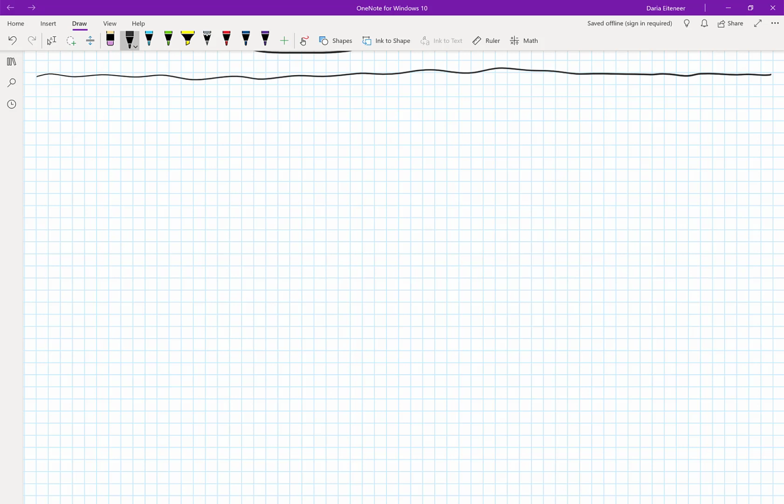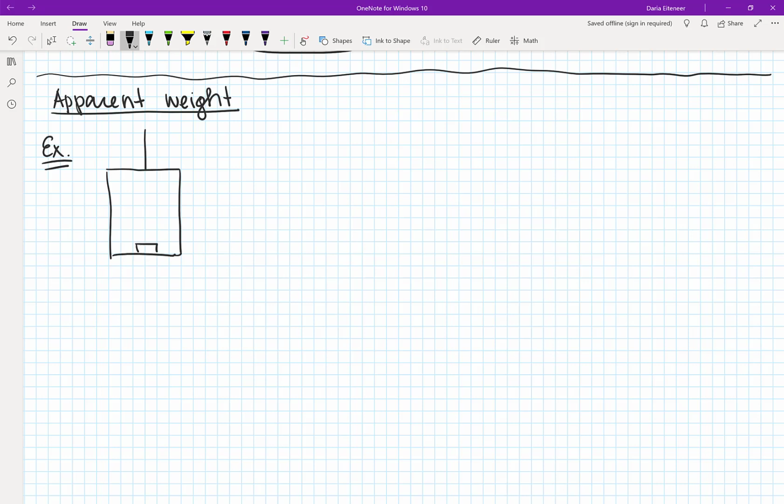Okay. Aside from this complicated example, I wanted to go over two more types of forces that we might encounter. One of them is called apparent weight. We'll get to the other one in a few minutes. Okay, apparent weight. In order to demonstrate what apparent weight is, let's look at an example of a person standing on a scale in an elevator. So here is my elevator, obviously a very schematic representation. There is a scale and a person standing on the scale.